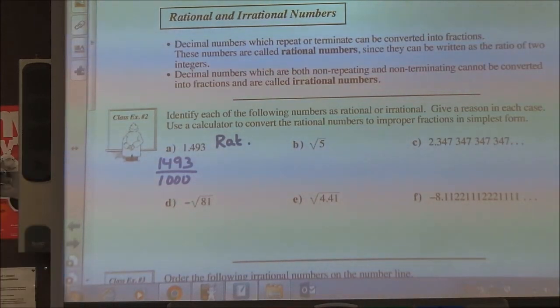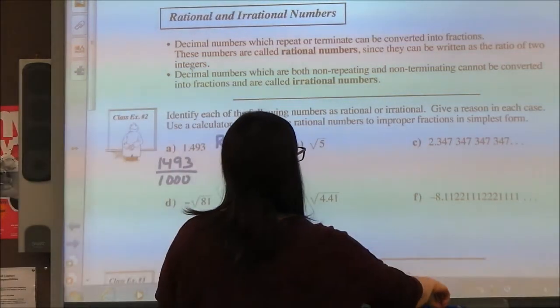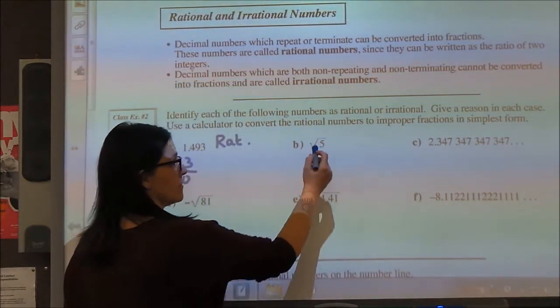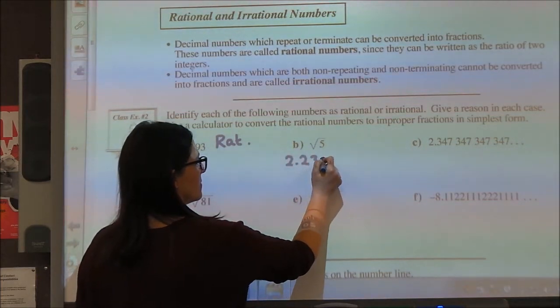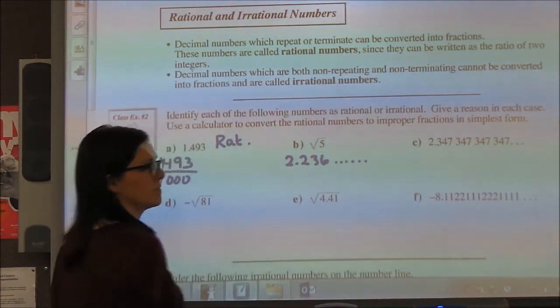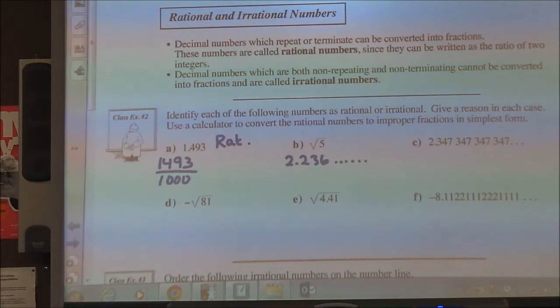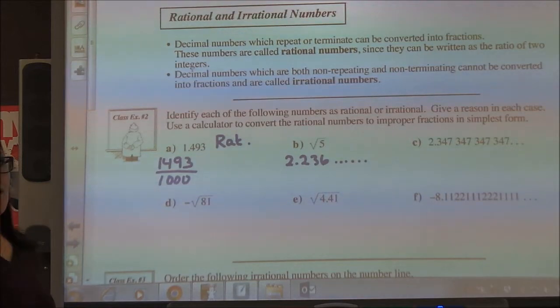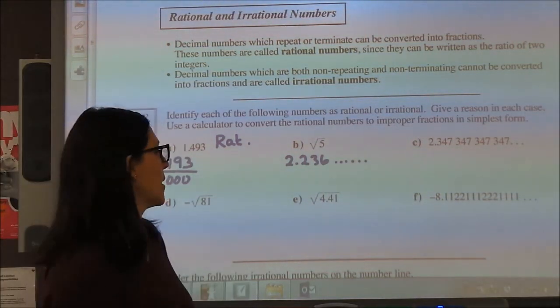Square root of 5. What is the square root of 5? 2.2360677. So it's going to keep going on and on. Is it repeating? No. It's irrational. It's an irrational number.